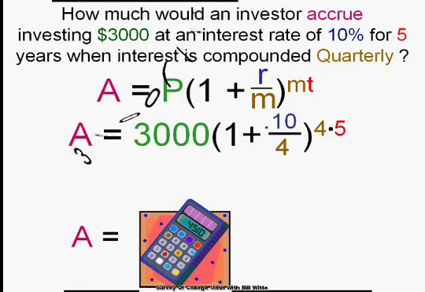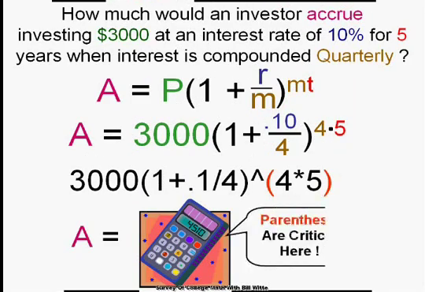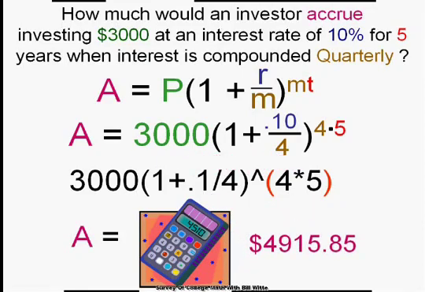And you should type in, don't forget your parentheses. Warning, warning, warning. Always put parentheses around an exponent if there's some calculation to be done. And the answer you should get is $4,915.85. Not too shabby for free money.